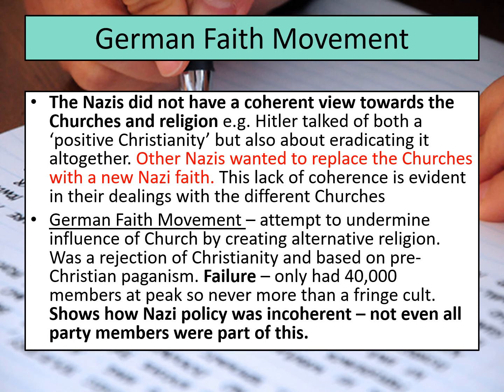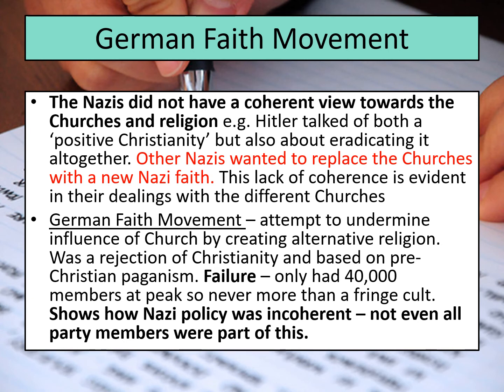However, this didn't really fit with what the churches wanted, so there were some issues where their ideas were fundamentally opposed. There were also some other Nazis who had different views to Hitler, who wanted to replace the churches altogether with a new Nazi faith called the German Faith Movement. The idea of this was to create an alternative religion that would reject Christianity and instead be based on pre-Christian paganism.